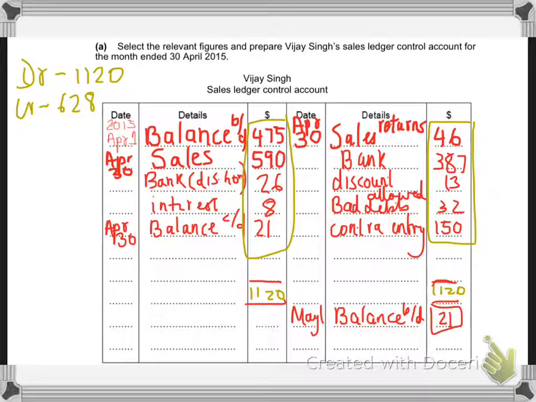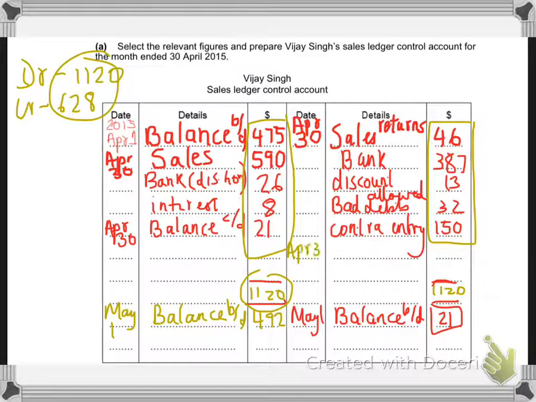Then this side is higher, so we write the balance brought down here. And we find the difference between 1120 and 628. So the amount difference is 492. So we write 492 as the amount here. Again we write May 1. And then over here we write April 30. We write balance carry down, and the amount is 492.